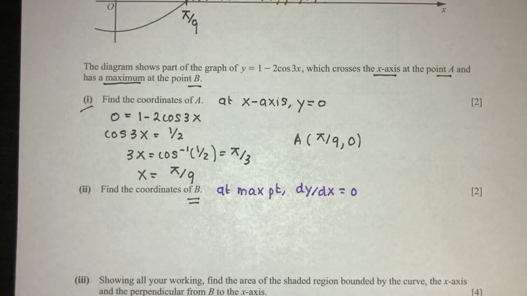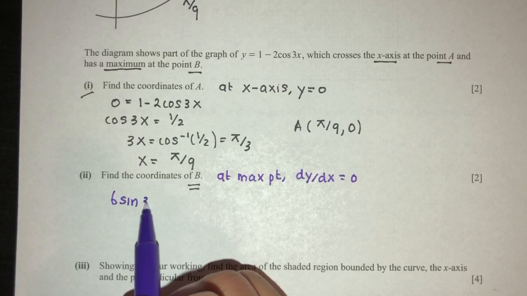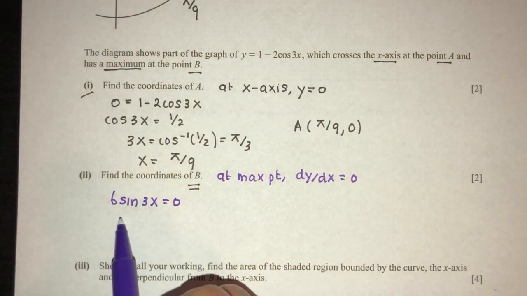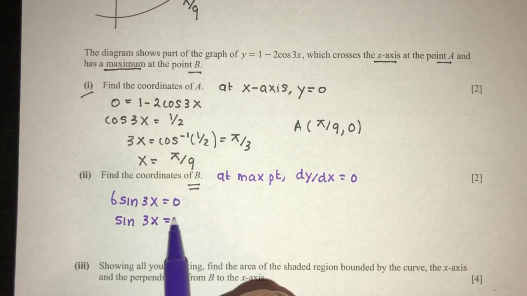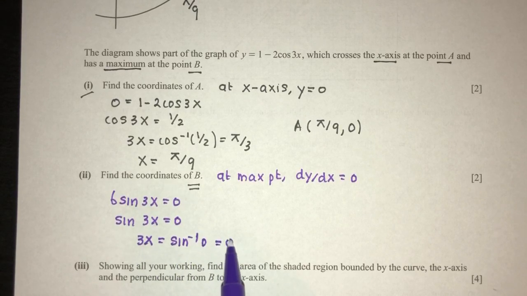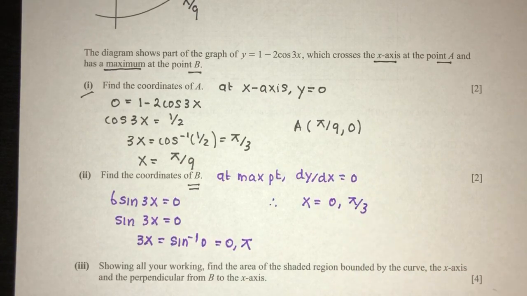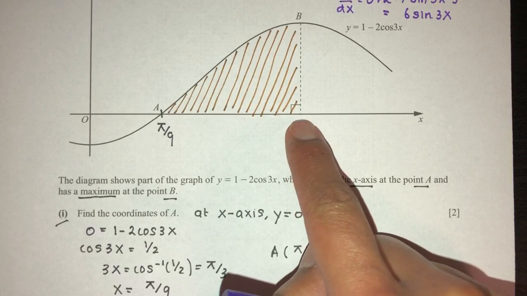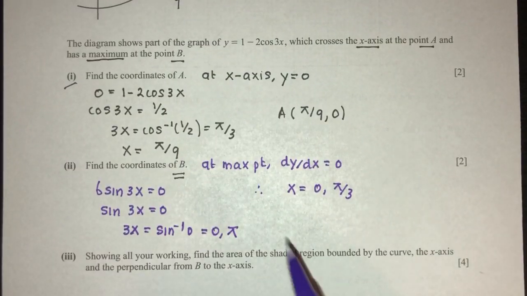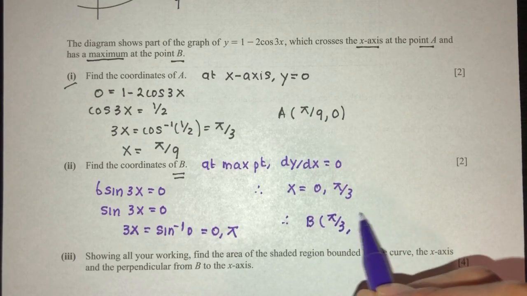So basically at dy by dx equal to 0, it means that 6 sine 3x is equal to 0, which means sine 3x is equal to 0. So what is the value of 3x? That will be sine inverse of 0, which is 0, or it can be pi. So finally, x will be 0 or pi by 3. But as you can see, the value of x here is more than 0, so it has to be pi by 3. So the point B is at pi by 3, and we have to find the corresponding value of y.